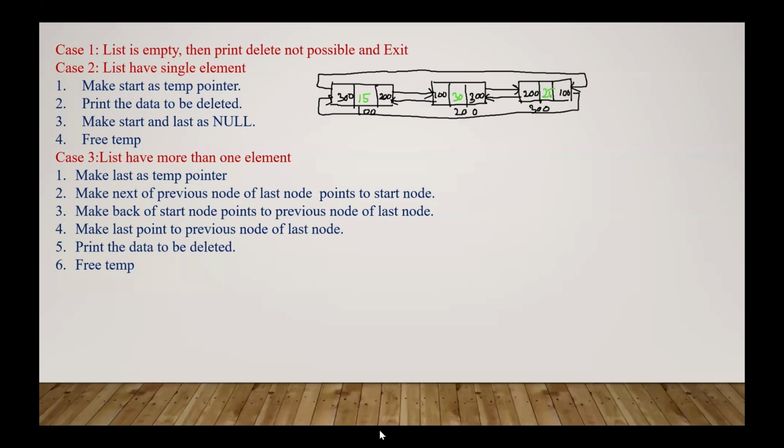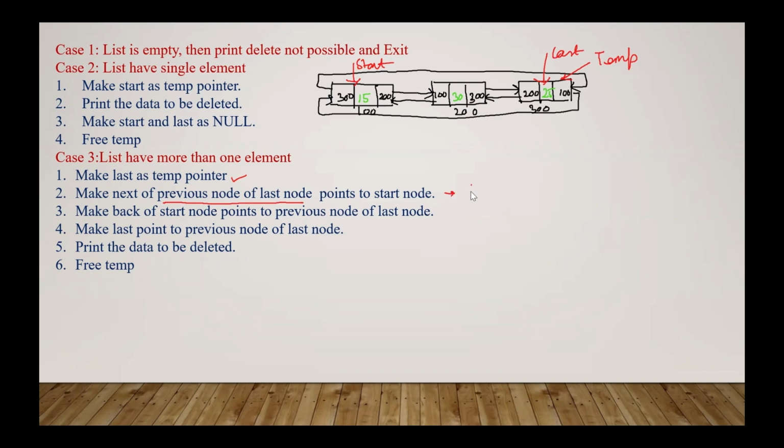So now, first line, make the last a temp pointer. For example, this is the last pointer, this is the start pointer. So we have to make this pointer a temporary pointer. Make the next of the previous node of last. So first we have to understand what is the previous of the last node. This is the last node. This is the previous. How to reach the previous? If you go for last back.